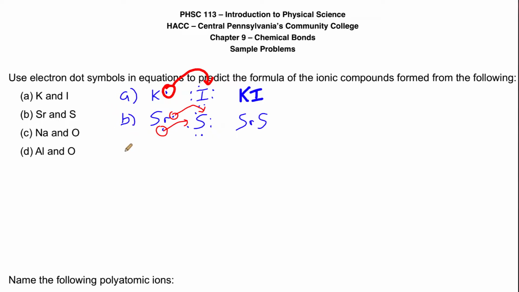Let's look at C here. C has sodium and oxygen. So we have sodium, Na, and oxygen, O. Now sodium has 1 electron in its outer shell. So there's the electron dot configuration for sodium, 1 electron. Oxygen has 6, just like sulfur. So we can put those 6 in, 1, 2, 3, 4, 5, and 6. So now what we notice is that sodium has 1 electron in its outer shell, but oxygen needs 2.